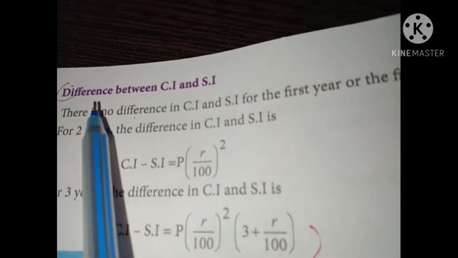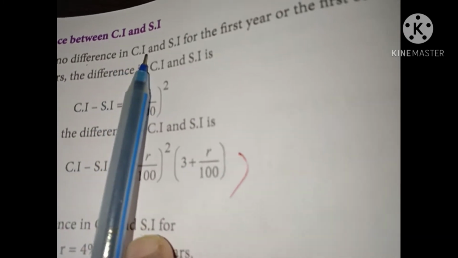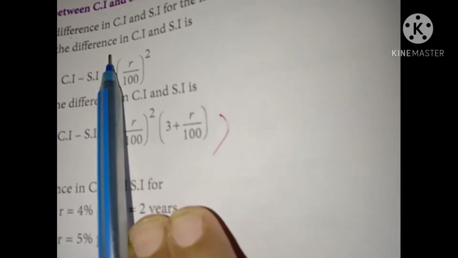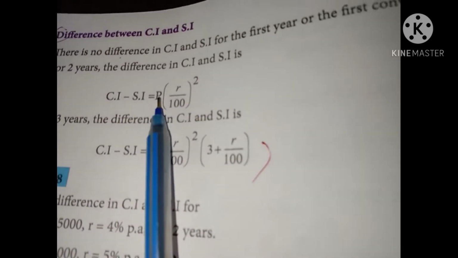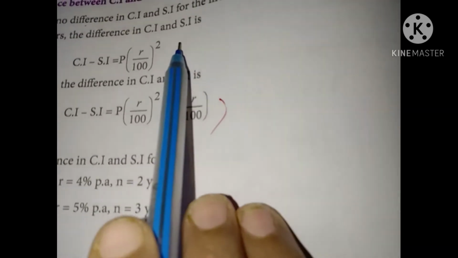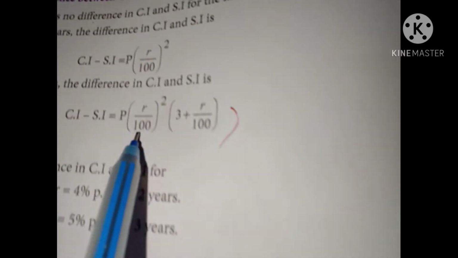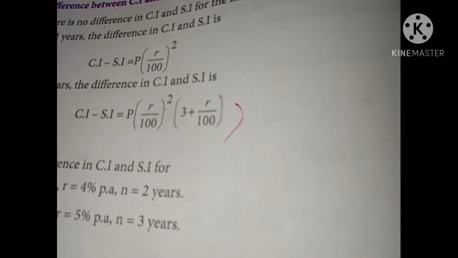Now, to find the difference between the simple interest and the compound interest, there is no difference in compound interest and simple interest for the first year or the first conversion period. For 2 years, the difference in simple interest and compound interest is CI minus SI is equal to P into R by 100 the whole power 2. For 3 years, CI minus SI is equal to P into R by 100 the whole power 2 into 3 plus R by 100.